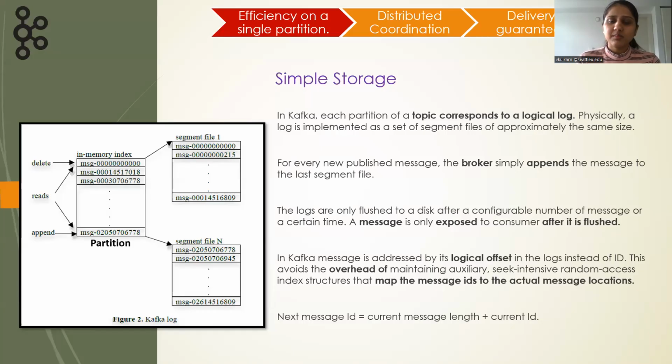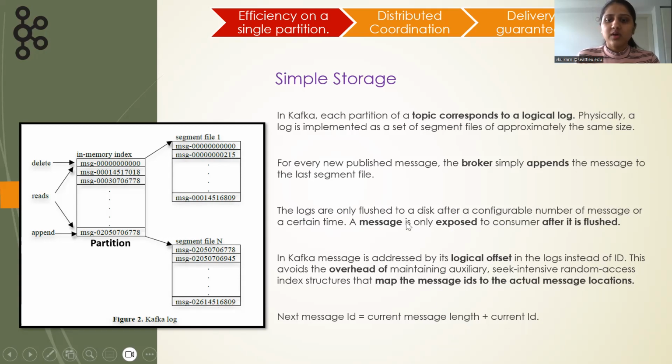So this is the simple storage that Kafka follows. In Kafka, the topic corresponds to a logical log. A topic has messages, and the messages are nothing but the log data. The topic is divided into multiple partitions, and a single partition has a set of segment files which are of similar size. Whenever a new message is published to a partition, it is appended at the end of the last segment file.